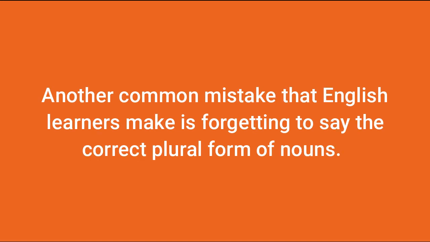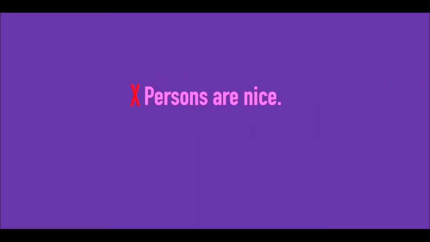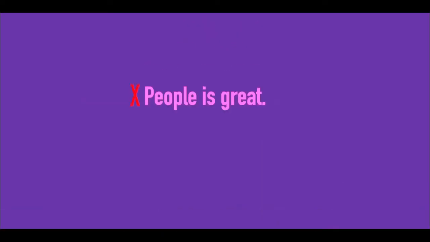Another common mistake that English learners make is forgetting to say the correct plural form of nouns. For example, a lot of English learners tend to say "persons" instead of "people." "Persons are nice" instead of "people are nice," or they forget to conjugate the verb correctly in its plural form. For example, someone might say "people is great" instead of "people are great."